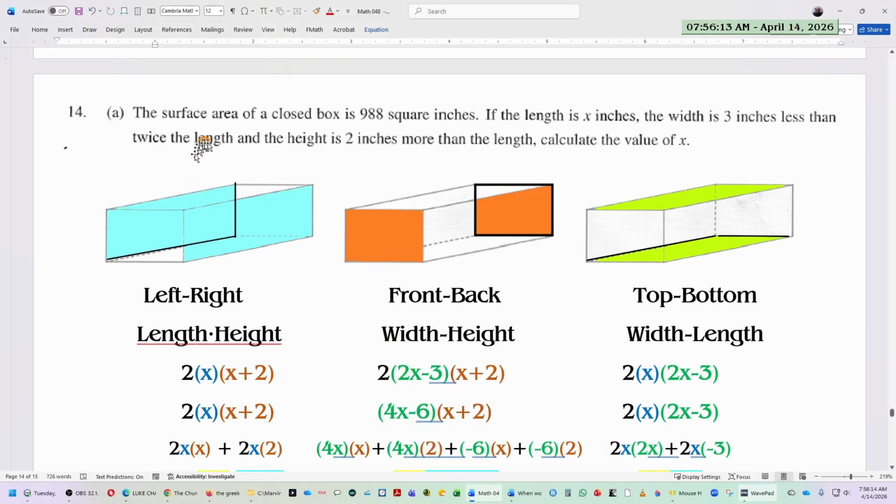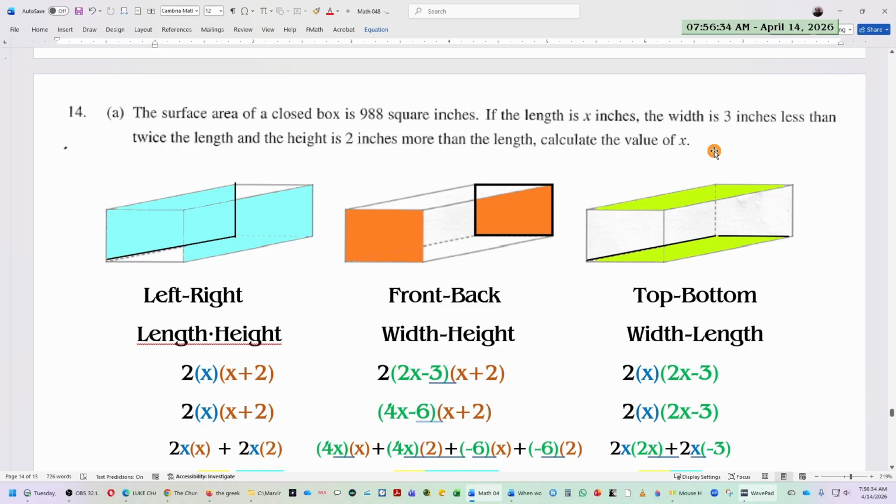So it says the surface area of a closed box is 988 square inches. If the length is x inches, the width is 3 inches less than twice the length, and the height is 2 inches more than the length, we have to calculate x.